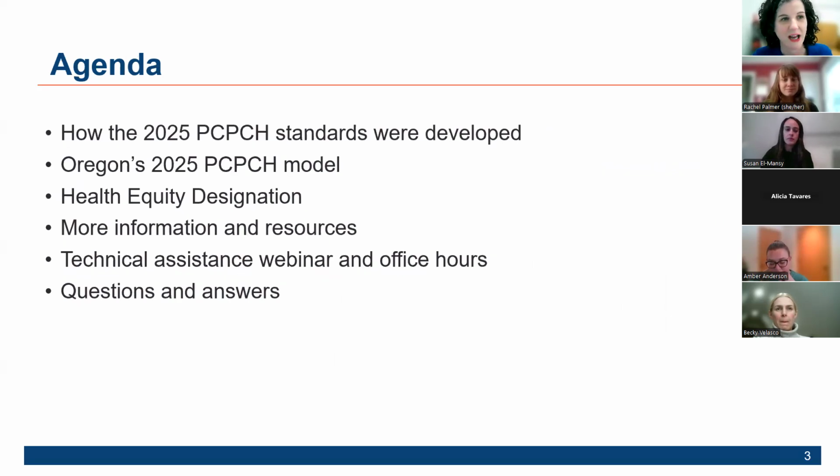So this is what we're going to cover today. I'm going to briefly talk about how the 2025 standards were developed. We have talked about this in the introductory webinar that we did on the overview, but I'd like to just revisit that a little bit as we talk about the health equity designation. And then also give a really high-level overview of the 2025 model. That'll be quick, since I'm sure most folks on this call are very familiar with the model already. And then we'll dive into the health equity designation, and I'll talk about the different measures that are part of that health equity designation. And then we'll just provide more information and resources for you, talk about how practices can apply for the designation, and then any questions that you might have about it at the end.